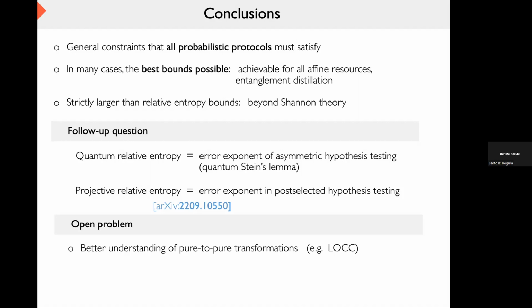One open question which we have not been able to prove is the kind of better bounds when pure-state transformations are considered, for example, under LOCC operations, because as I mentioned, pure states behave very differently when we do these kinds of probabilistic operations, and our bounds are not able to recover some of the results which are known for pure state transformations.